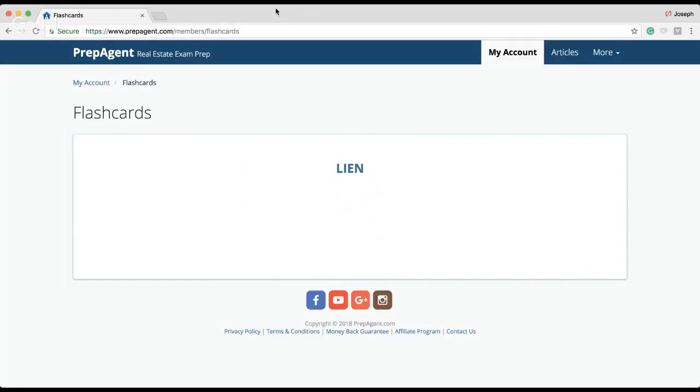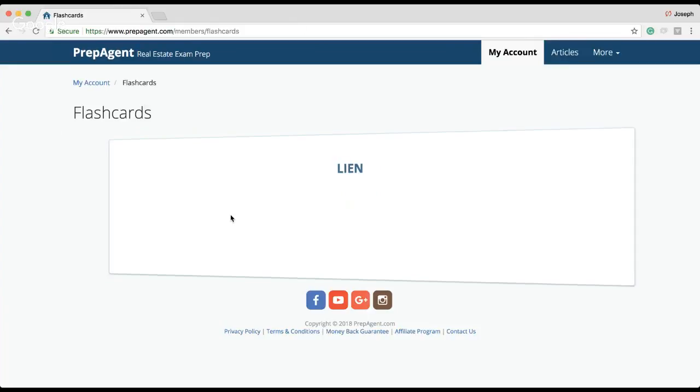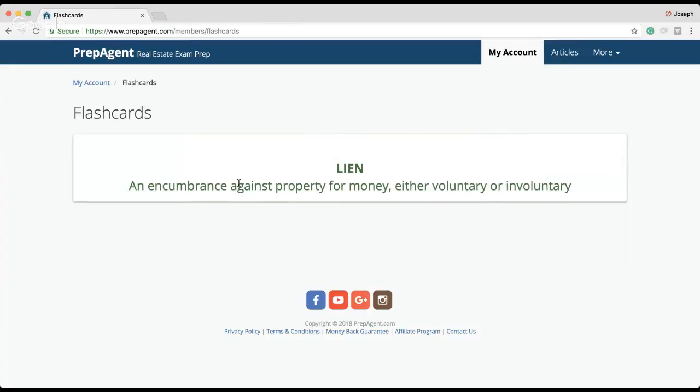A lien. I hope we all know this one. I think we do. I think everybody's going to get this one correct. A lien. Lien money, money lien. And we talked about general liens, specific liens, voluntary liens, non-voluntary liens, all that good stuff. Good. An encumbrance gets a property for money.